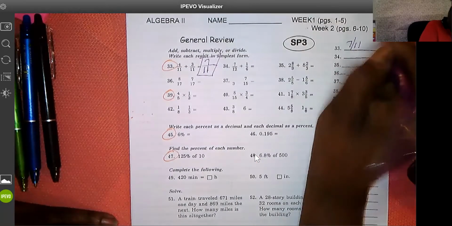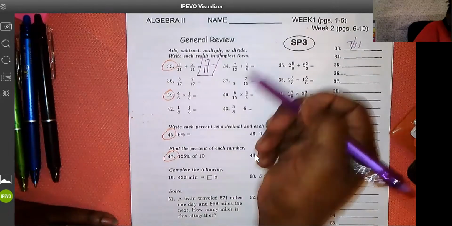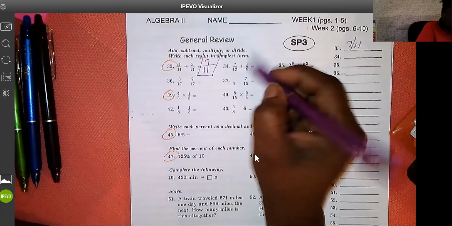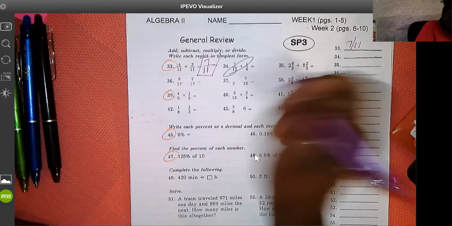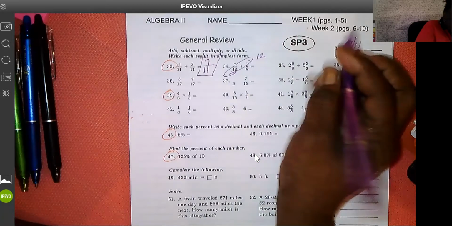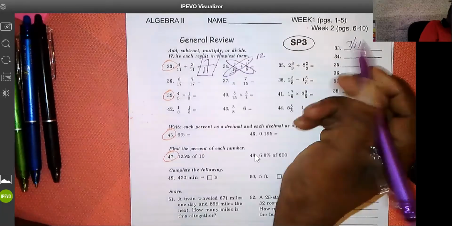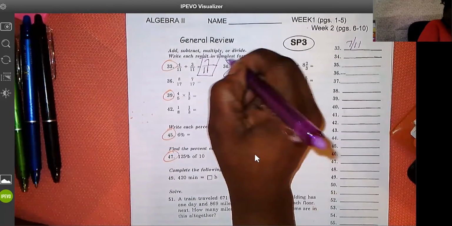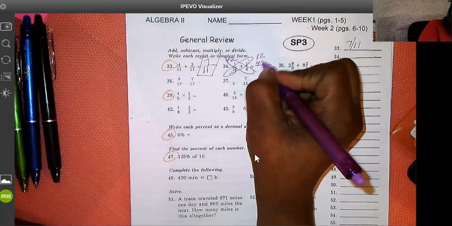Let's move on to unlike denominators. So number 34. We have 7 twelfths plus 1 sixth. We are going to do the butterfly method where we cross product. So we have 12 times 1 gives us 12. So that's that numerator. And then we have 6 times 7, which will give us 42. So we have that numerator there. So we have 42 plus 12.